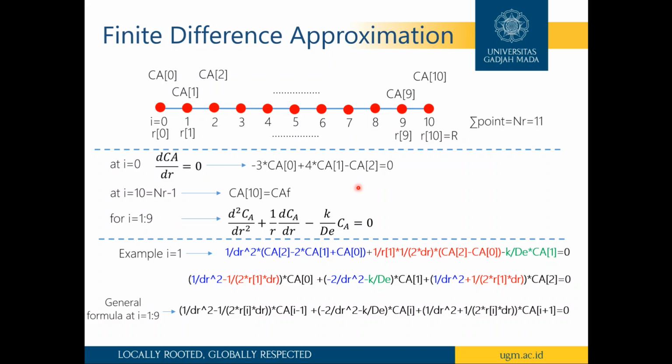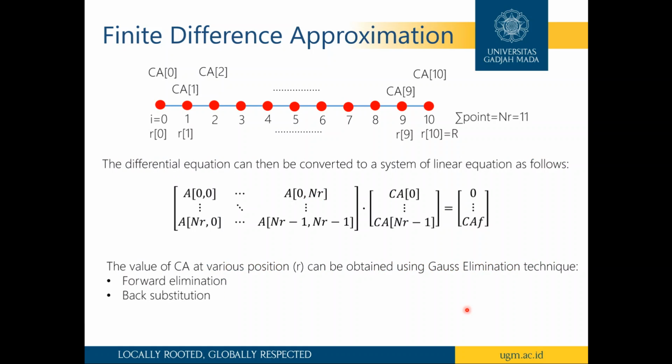If we continue here, after we convert dCA over dr it becomes this one, the red one. We can also convert minus k over dE multiplied by Ca at i. In this case it is 1. So in general, for i between 1 to 9, it will follow this general formula. If we look closely, this is basically a linear algebraic system.